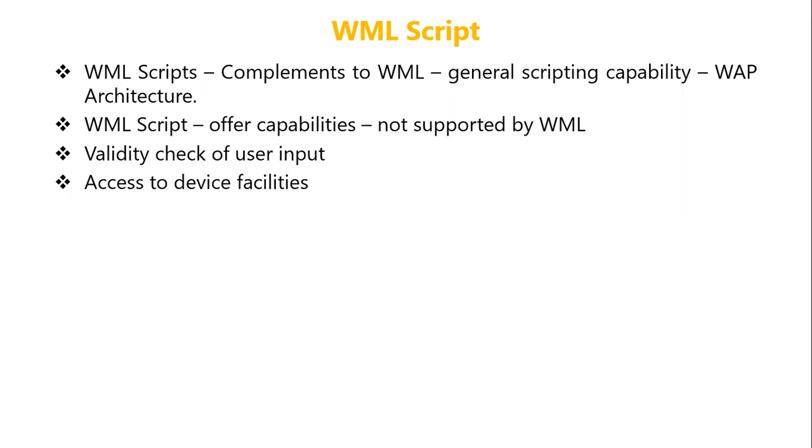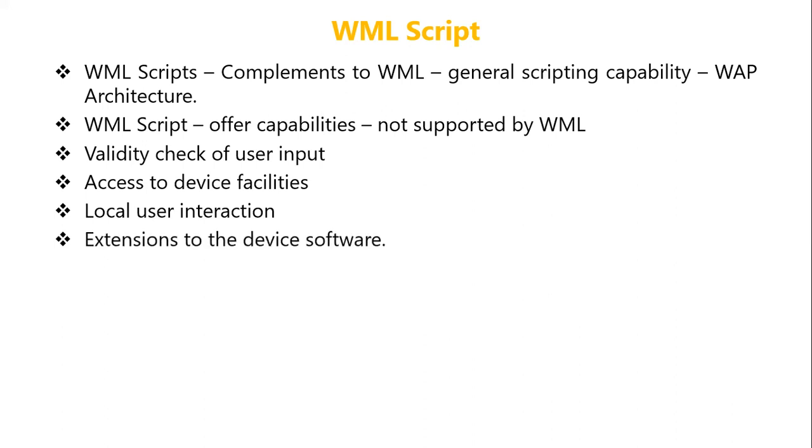WML script offers functions to access hardware components and software functions of the device. On a phone, a user could, for example, make a call, access the address book, or send a message via the message services of the phone. All these things he can do through WML using WML script. Basically, these features as such are not available in WML, but with the help of WML script, it can be integrated into WML.